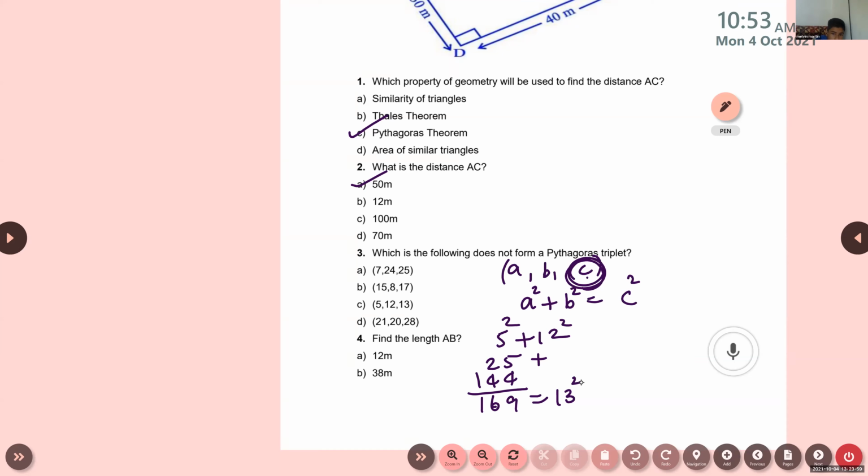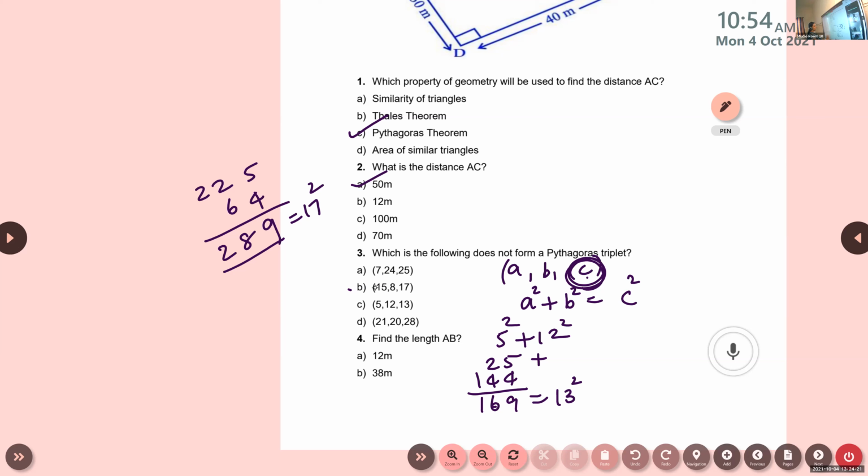15, 8, and 17. So 15 square is 225, 8 square is 64. So when you add this, it is 289. Is it 17 square or not?